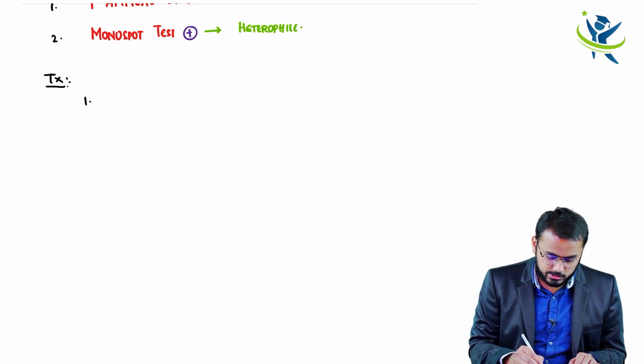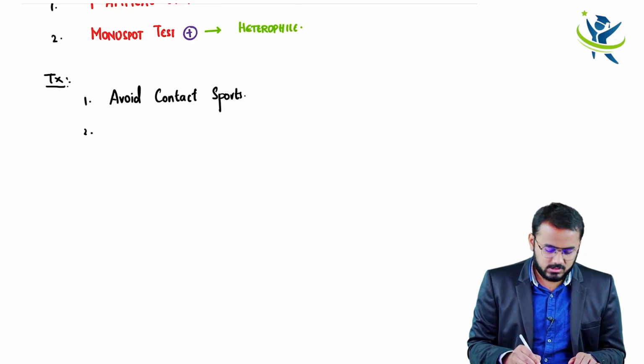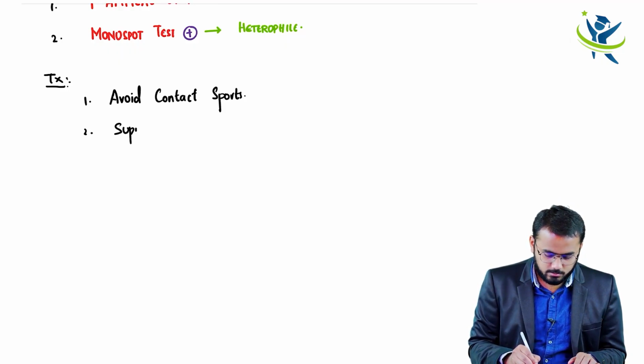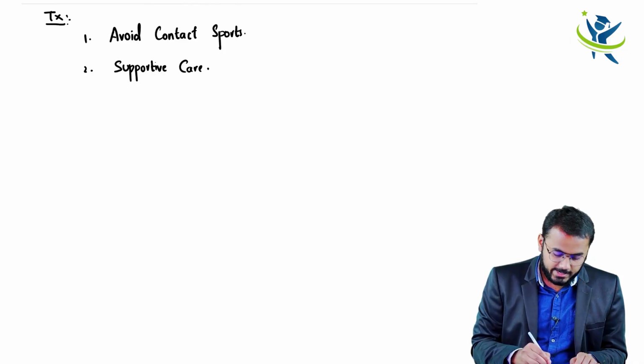So the first thing you need to tell the patient is to avoid contact sports. And the second important thing you can give is supportive care. Supportive care, as I already told you, because of the complications.